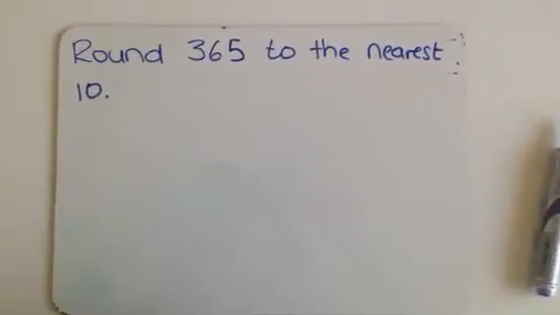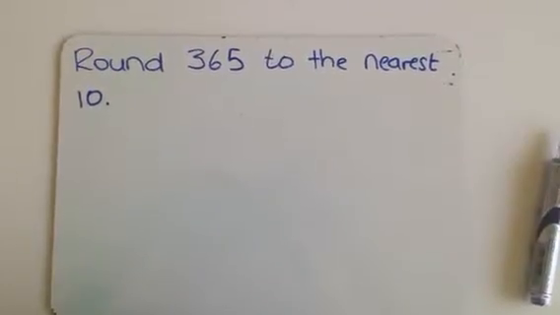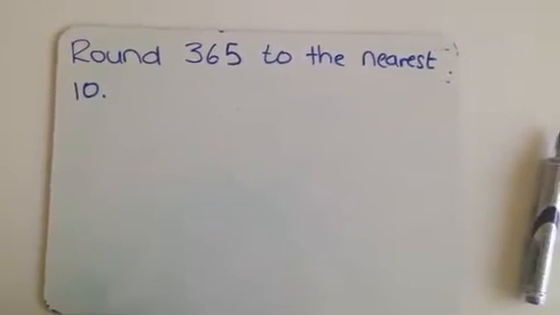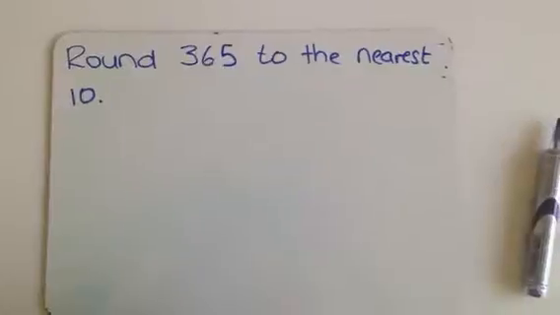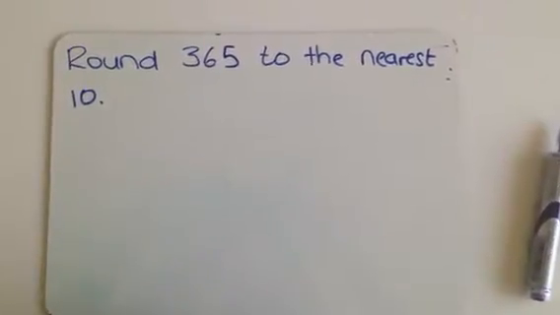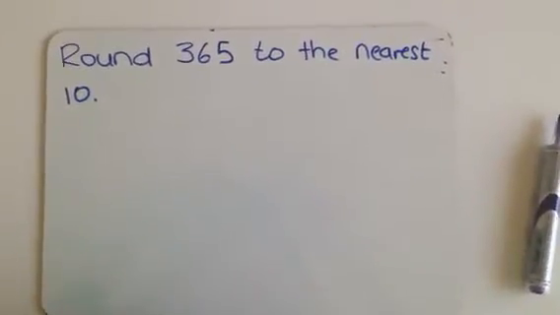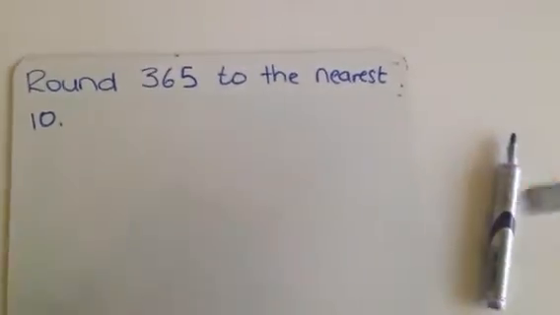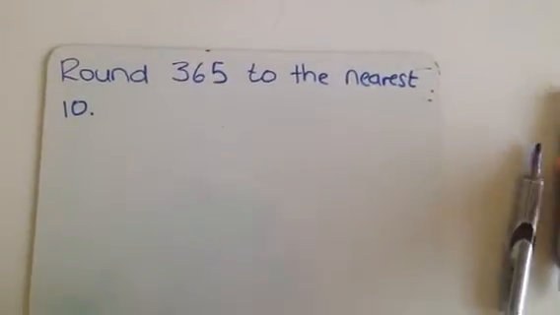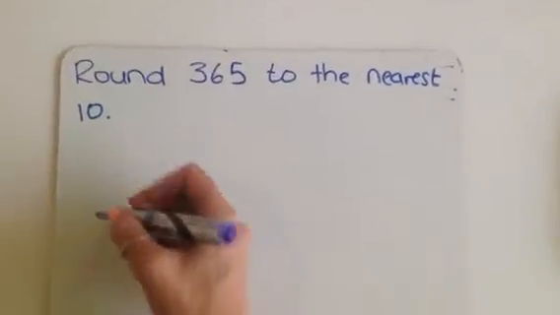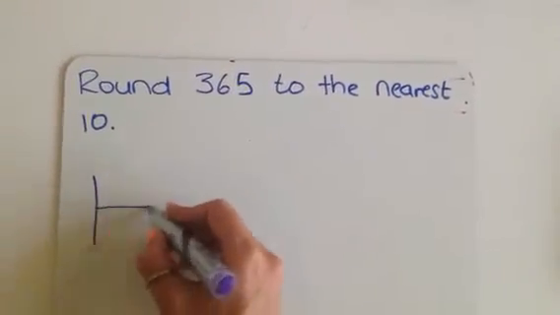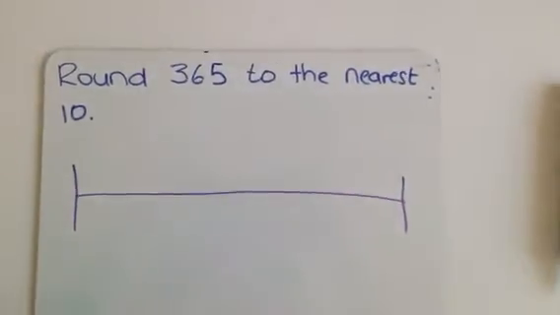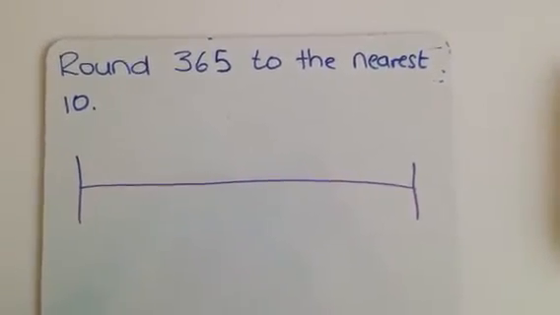The following example of rounding is where we have a 3-digit number, but we are expected to round off to the nearest 10. Again, the question is presented as such: round the number 365 to the nearest 10. The first thing I'd ask scholars to do is to draw a number line. If they can do it mentally in their minds, then they do not need to draw a number line, but some scholars really benefit from drawing the number line.